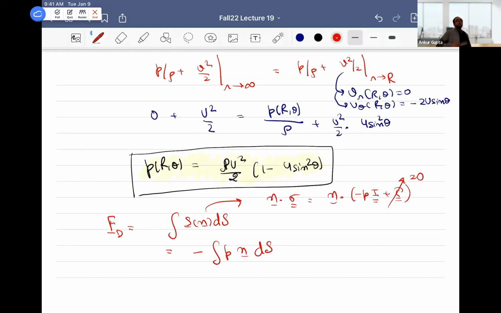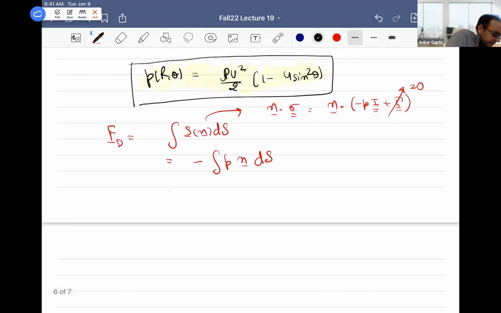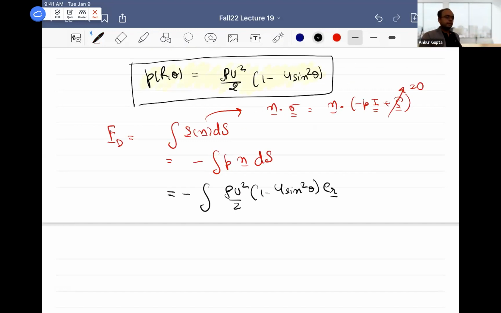So what is my normal? What's the normal vector here at the surface? ER. Very good. And the pressure at the surface is the pressure written above. So I'm saying it's minus P, which is rho u square by 2 times (1 minus 4 sine square theta) ER. And then I still have a ds. So for ds, please don't worry about knowing these things, just look it up in the table. Hopefully everybody has written this: 1 minus 4 sine square theta ER ds.